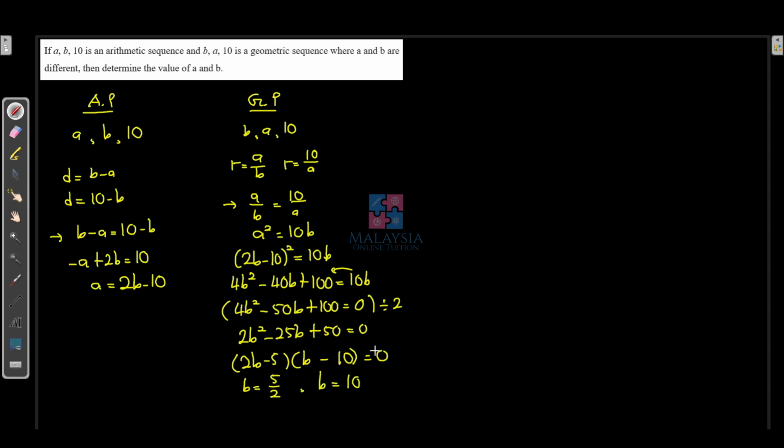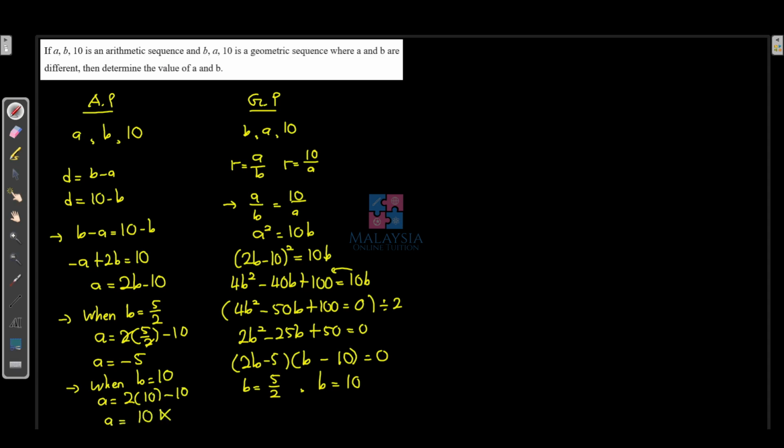But remember, they said A and B are different. So let's check one by one what the values are. So when B equals 5 over 2, A equals 2 times 5 over 2 minus 10. So this is going to be negative 5. So when B equals 10, your A is 2 times 10 minus 10. You can see 20 minus 10 is 10. So this is not the one that you want because they said already A and B are different. So the final answer, A equals negative 5 and B equals 5 over 2. So these are the final answers for question number 5.